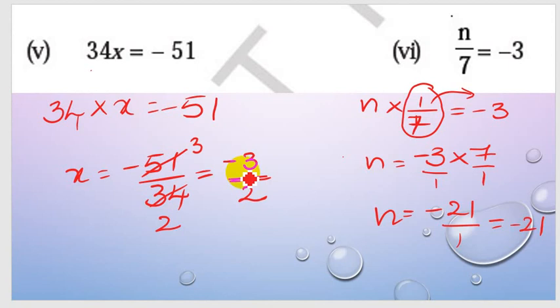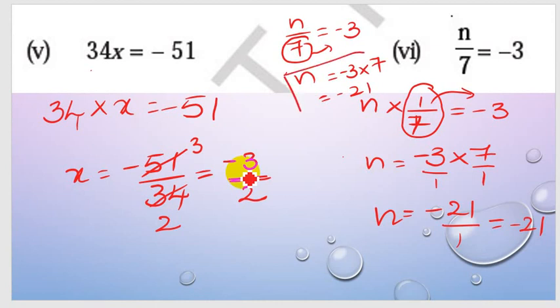There is one more approach. This is one approach which we have done, and there is one more approach. What we can do is, already what is given, n by 7 is equal to minus 3, so it is in division form, right? If you are having division form, we can directly cross multiply, then what I am going to get is n is equal to minus 3 into 7, which is nothing but minus 21. So in both the cases you are going to get the same answer, right? So the value of n is minus 21.